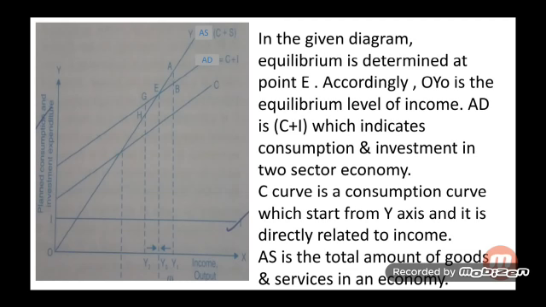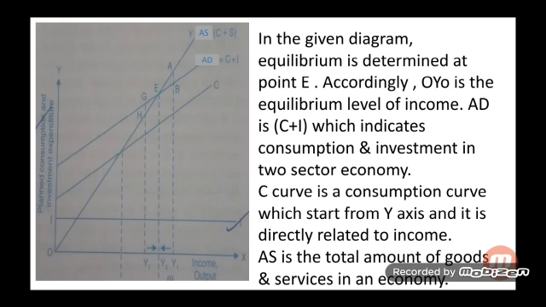And C is a consumption curve. AD, that is an aggregate demand, that is consumption plus investment. In the given diagram, equilibrium is determined at point E because at this point AD is equal to AS. E point equilibrium है बेटा. Accordingly, OY0 is an equilibrium level of income. It means OY0 क्या है? Equilibrium level of income है.